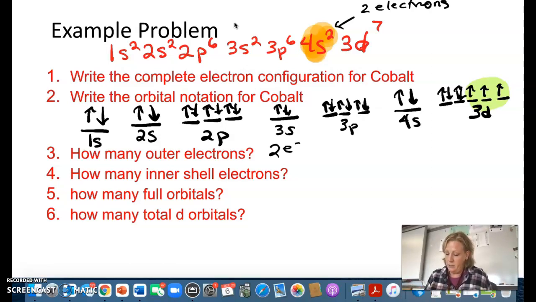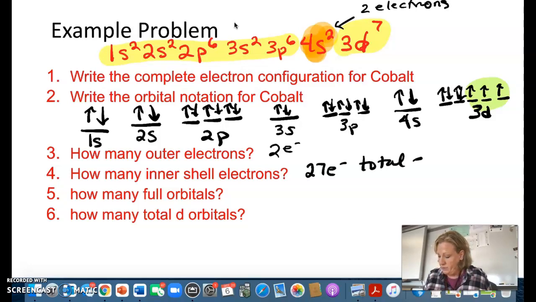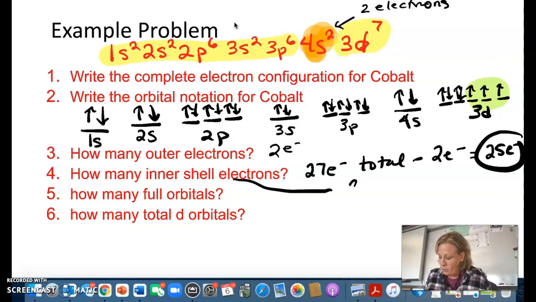And then the inner shell is going to be all the other electrons, so all of these plus these. So you can just calculate it by taking the atomic number of cobalt, 27 total electrons, and then if we subtract those 2 outer shell electrons, we're left with 25 then. Inner shell, also known as core electrons.